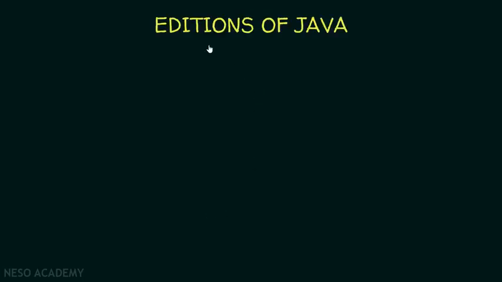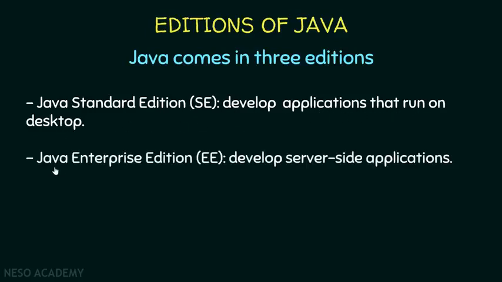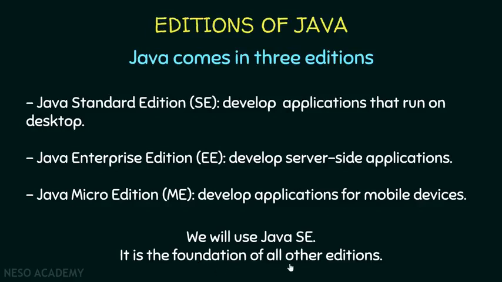Perfect. Now let's talk about the editions of Java. Java comes in 3 editions. We have Java Standard Edition or Java SE, and it is used to develop applications that run on desktop. We have Java Enterprise Edition or Java EE, which is used to develop server-side applications. And we have Java Micro Edition or Java ME, which is used to develop applications for mobile devices. Okay? We are going to use Java SE because it is the foundation of all other editions. So whenever you learn Java SE, you will easily learn the other editions of Java.